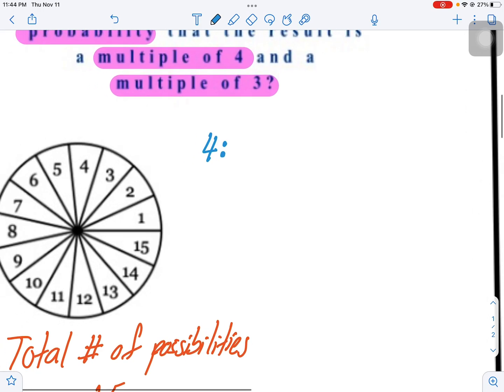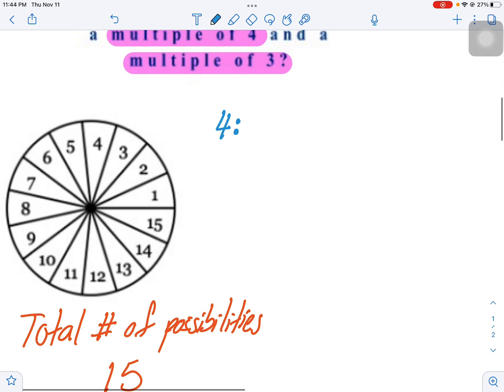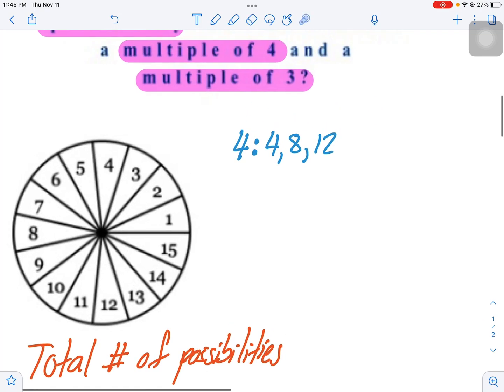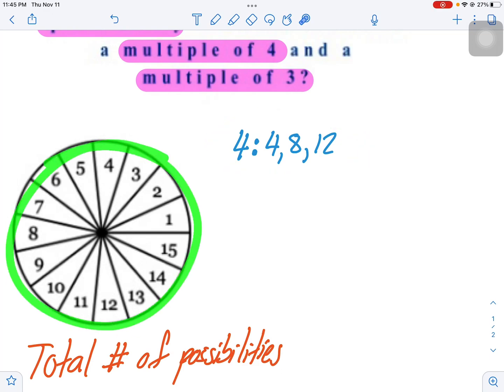Now, our multiples of 4. Let's see, 4 times 1 is 4. 4 times 2 is 8. 4 times 3 is 12. 4 times 4 is 16. Now, this is where I stop. I'm actually not going to write 16, because 15 is the biggest number. So I'm going to erase 16. So these are my multiples of 4 that I find in this spinner.